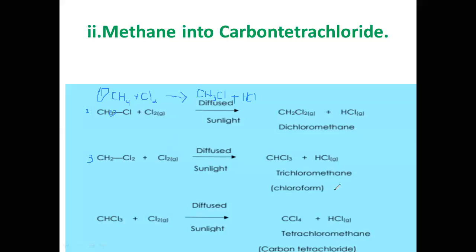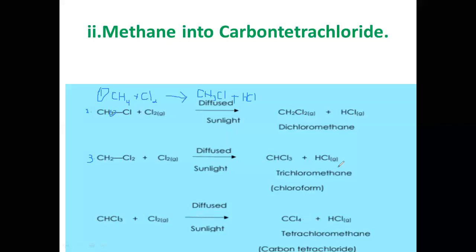Now this trichloromethane, because three chlorine atoms are here, is also called chloroform, which is used for anesthesia purposes. So trichloromethane will form. This trichloromethane then, in the last step, will react with the fourth molecule of chlorine in diffused sunlight and will give carbon tetrachloride. You can see CCl4. Tetrachloride means four chlorine atoms, and hydrochloric acid is formed as well.